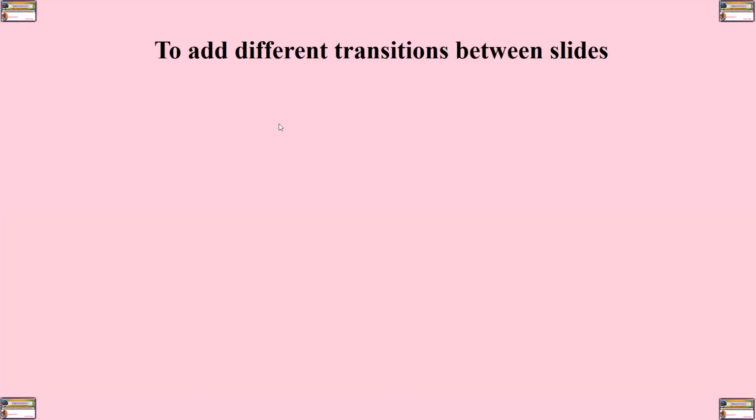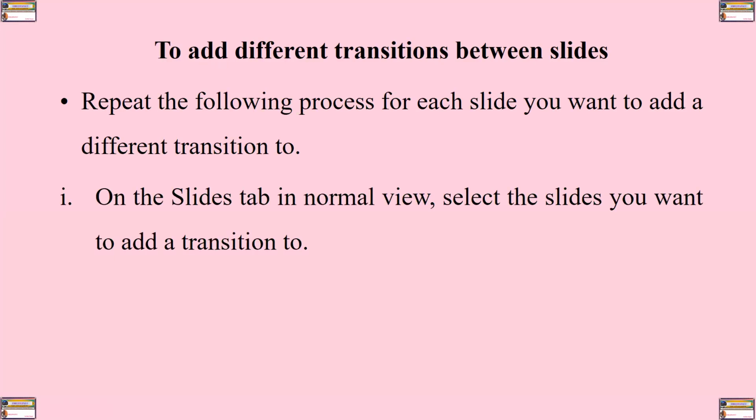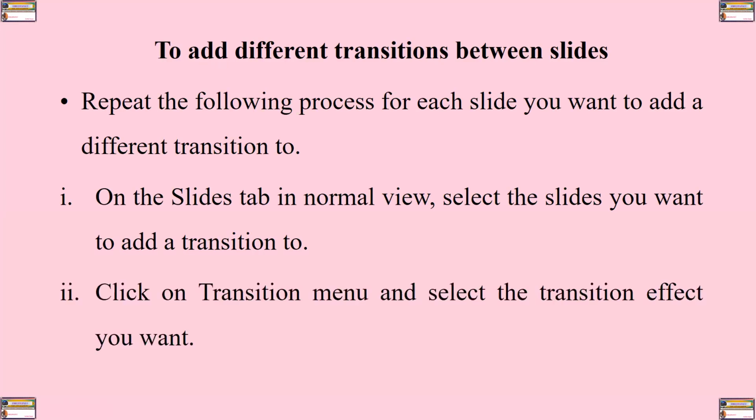However, you can add different transitions between slides. How do you do that? You repeat the following process for each slide you want to add a different transition to. On the Slides tab in Normal View, select the slides you want to add the transition to. Click on the Transition menu and select the transition effect that you want.